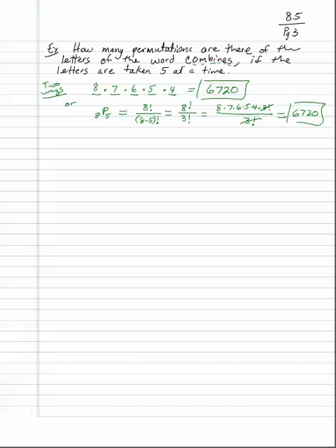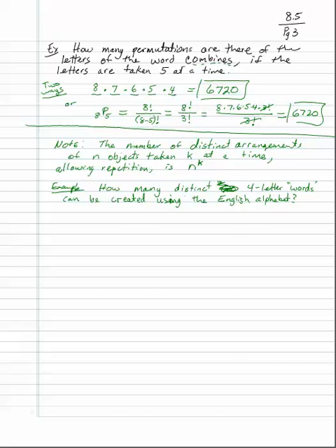So that's the idea of learning this new terminology, the permutations. So it's 8 permute 5. Okay, so note the number of distinct arrangements of n objects taken k at a time, allowing repetition, is n to the k. So like if we did the one above, where you can use any of the letters and repeat it, it'd be 8 times 8 times 8 times 8 times 8, so it'd be 8 to the 5th.